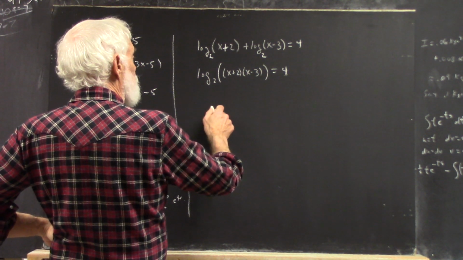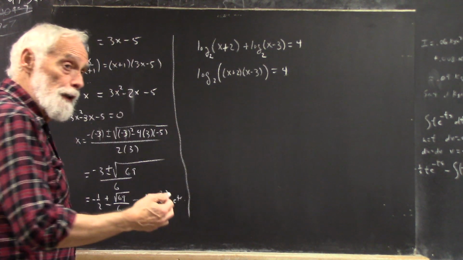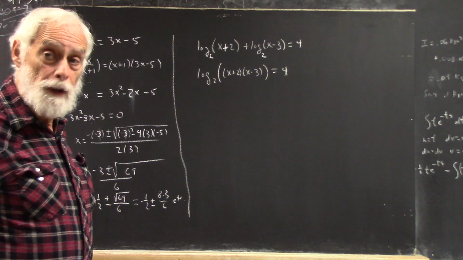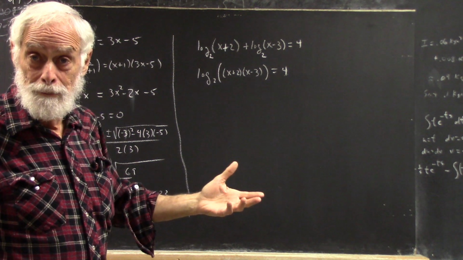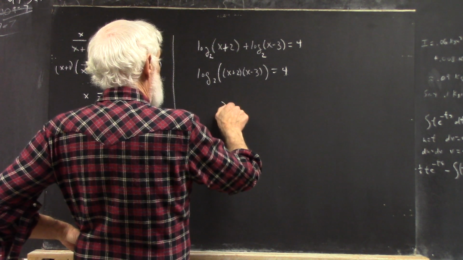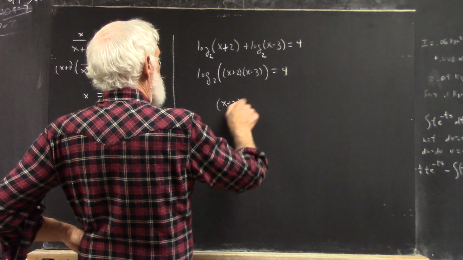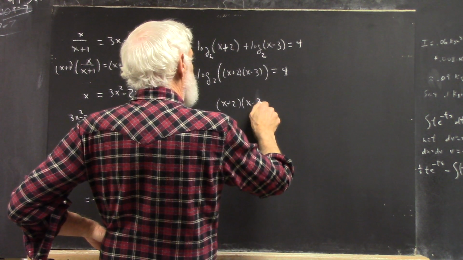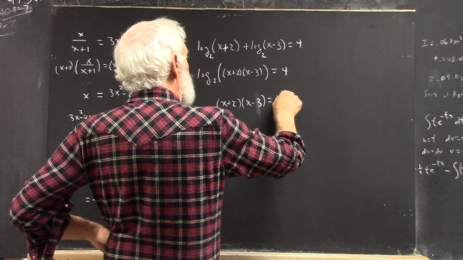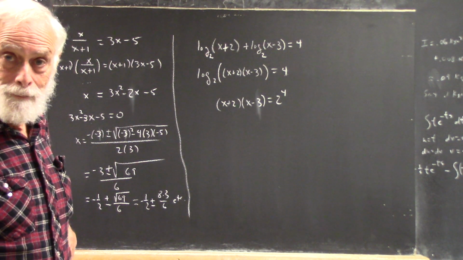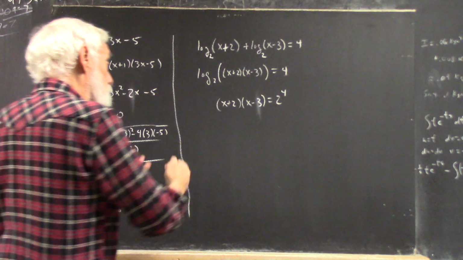Okay? Well, that means, now what are you going to do to solve it? Well, you're going to switch it to exponential form. Y'all have been good at that. Make sure you're good at it when you take the exam. Tells you that x plus 2 times x minus 3 equals 2 to the 4th. Okay? Use the distributive law, multiply these out.